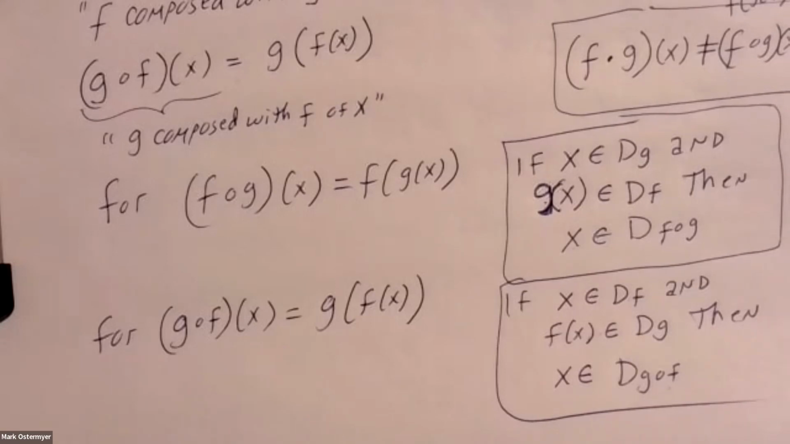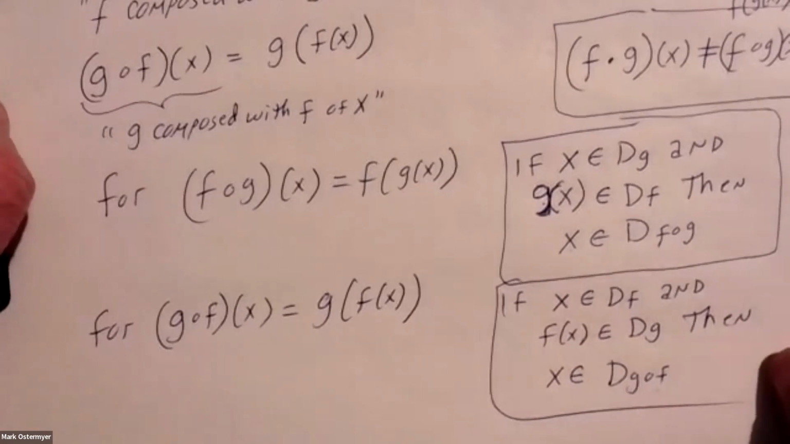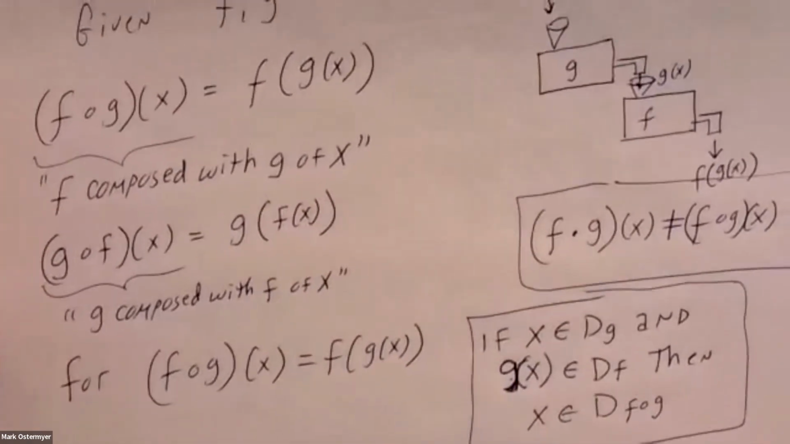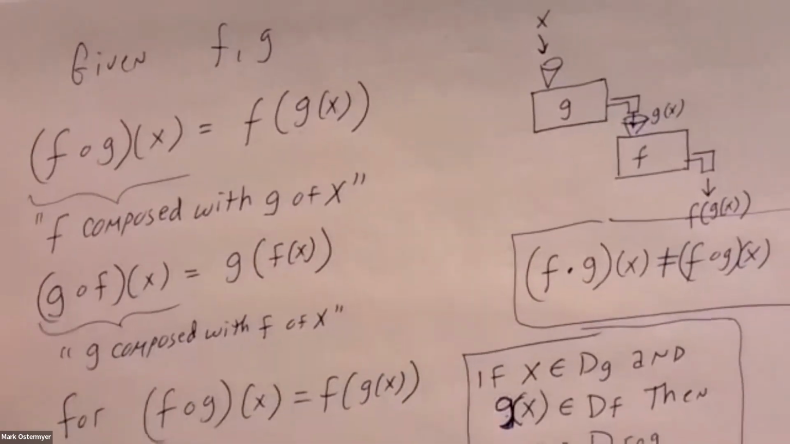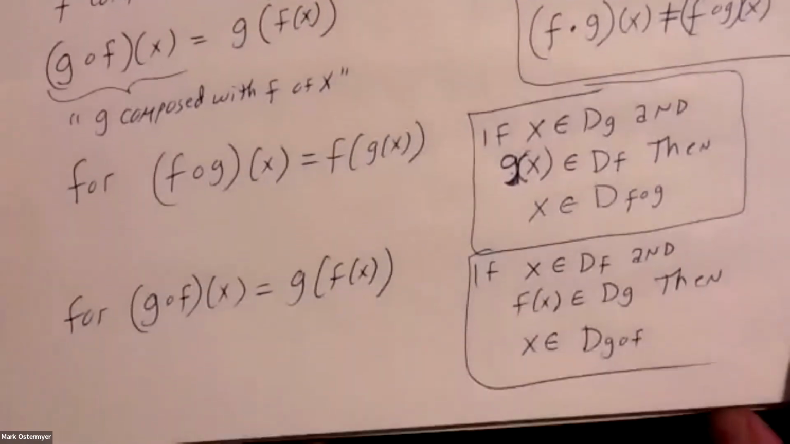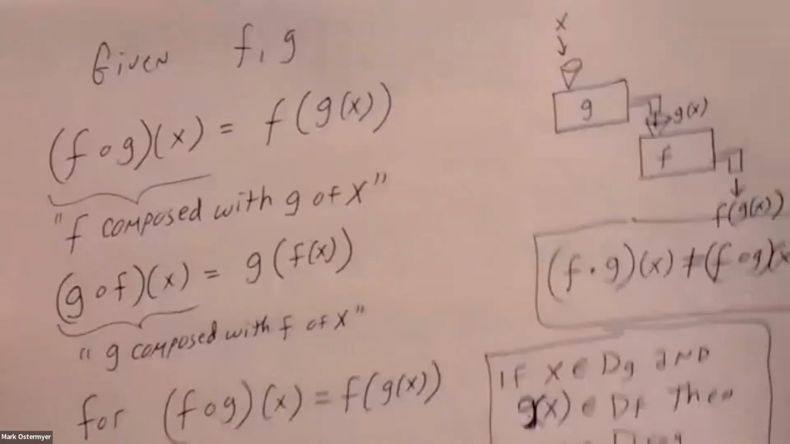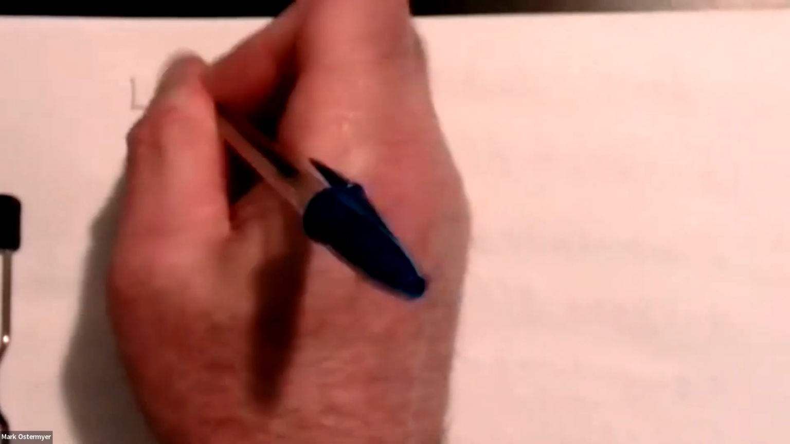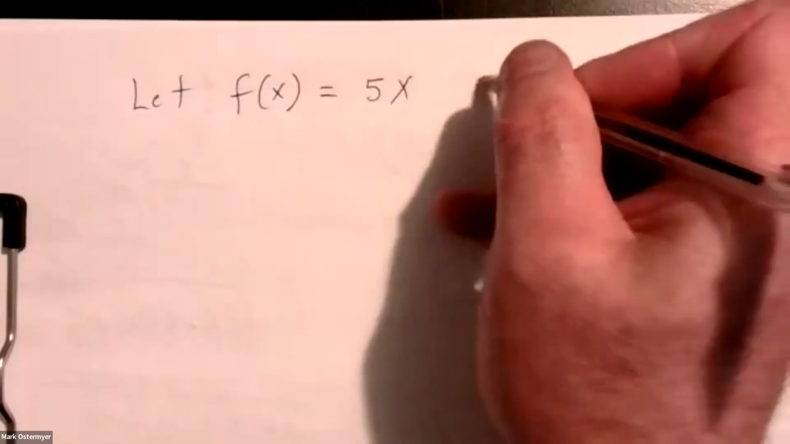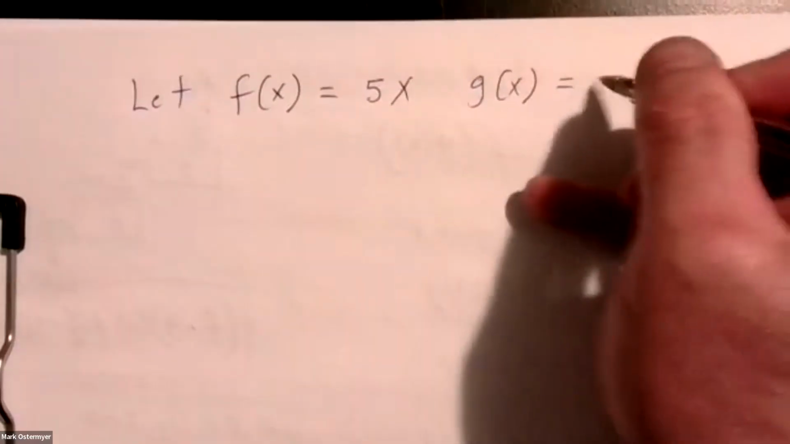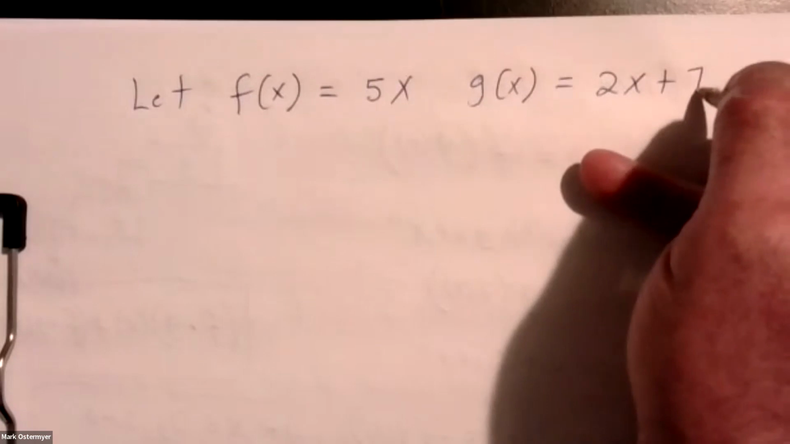All right, let's have a little bit of fun now. Any questions about this composition operator and what it does to functions here? Let's look at a specific example now. Theory is great and everything, but examples are better. Let's just let f of x be defined to be, let's say, 5x, and let's let g of x be defined as 2x plus 7.